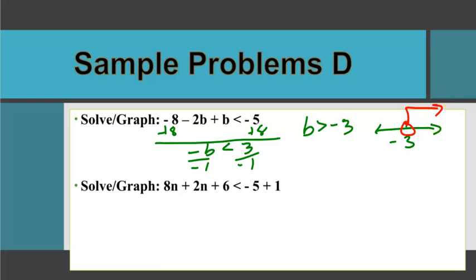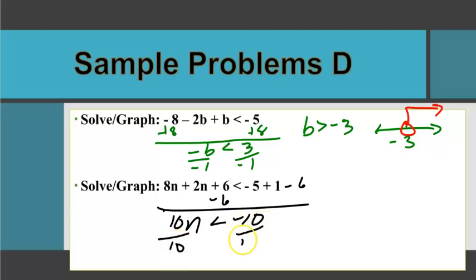And our last one, subtract 6 on both sides. We got 10n is less than negative 5 plus 1 is negative 4. Negative 4 minus 6 is negative 10. Divide by 10 on both sides. N is going to be less than negative 1. On a graph, we got negative 1. It cannot equal negative 1, so it's an open circle. Less than means going to the left. So that's our lesson on two-step inequalities.